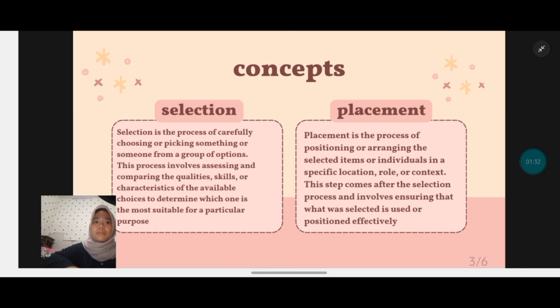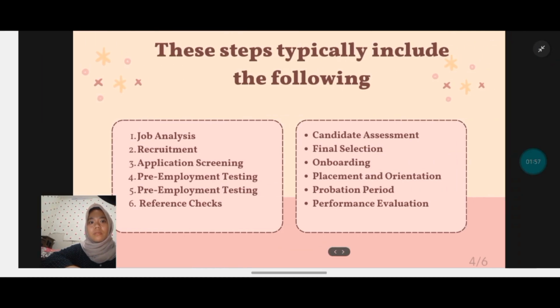Placement. Placement is the process of arranging the selected items or individuals in a specific location, role, or context. This step comes after the selection process and involves ensuring that what was selected is used or positioned effectively. Next, this step typically includes the following.